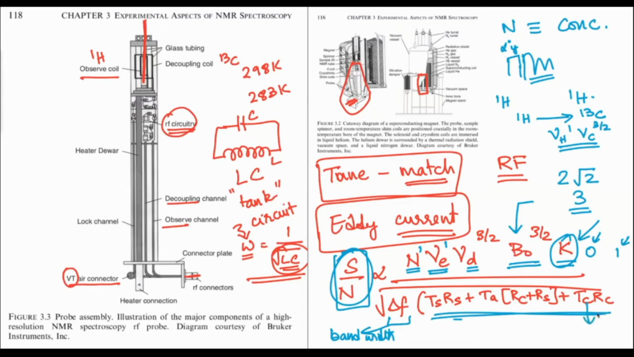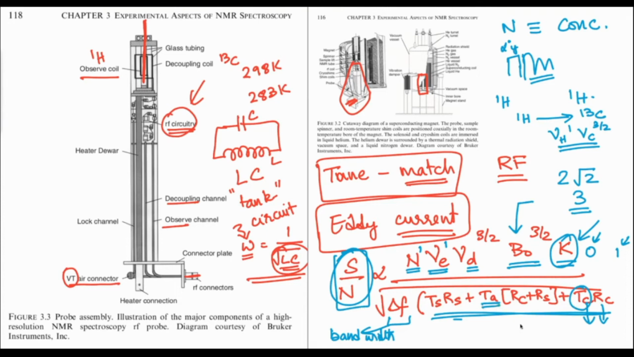Let me start with the temperature of the coil and the resistance of the coil. What do you mean by the coil? You're talking about the RF circuitry, the coil that is present there. At whatever temperature they are present, that will influence the signal to noise ratio. Higher the temperature, lower the sensitivity.